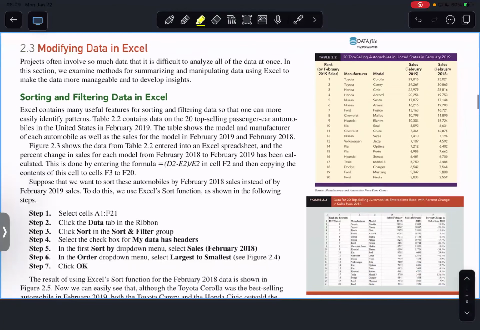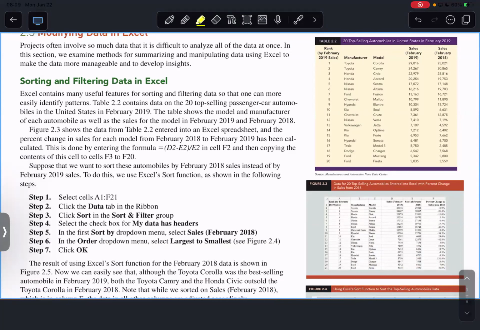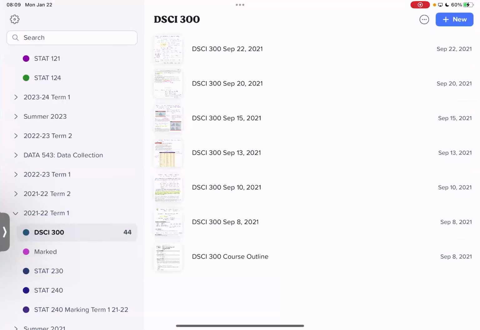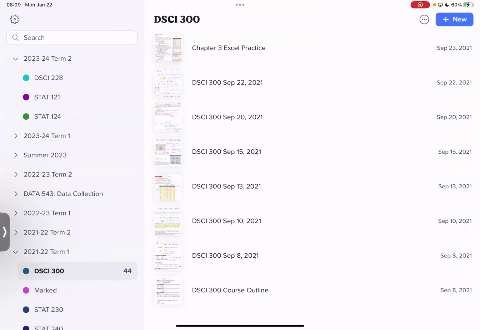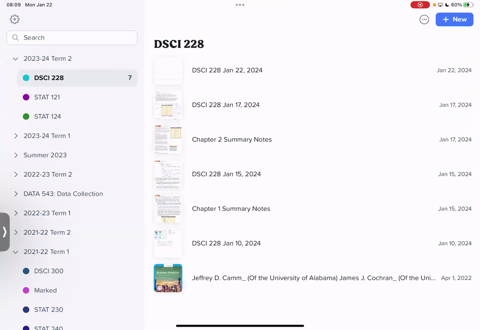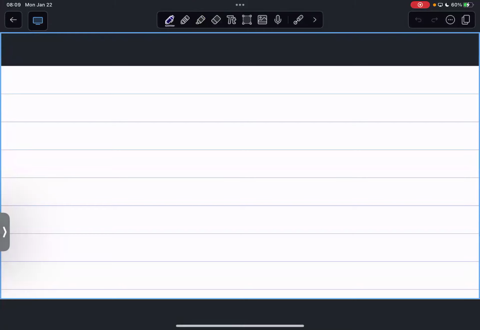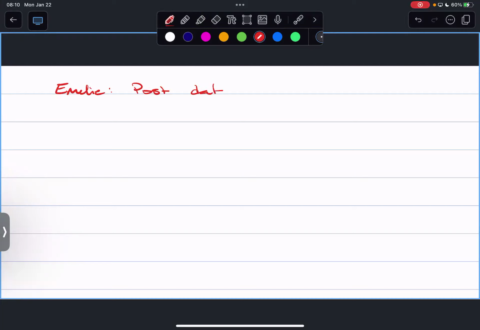Are there any other questions about the Excel practice? Kind of like just getting you to do stuff. Okay. Then I'll even do it in red. Emily, that post data, that's a note to myself.